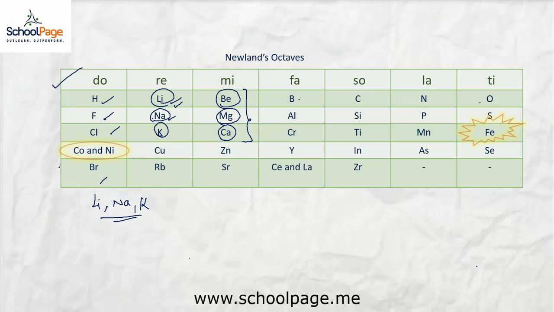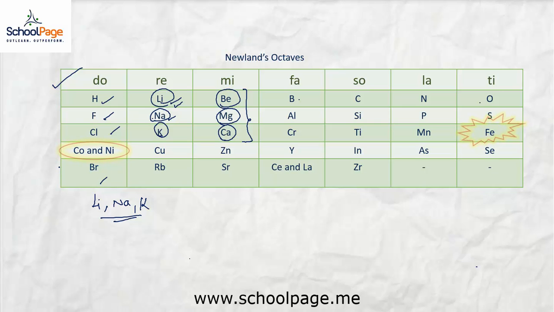Iron is an element which resembles cobalt and nickel in its properties. But observe that this element was placed far from cobalt and nickel. These were some of the important factors which made the law of octaves a failure.